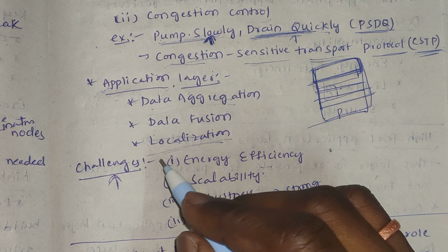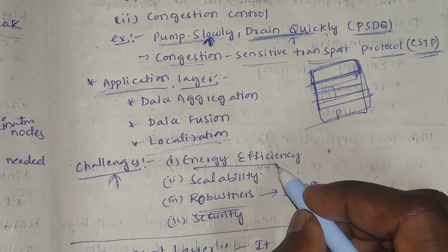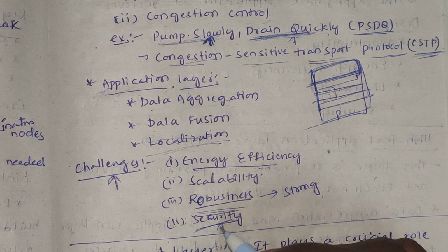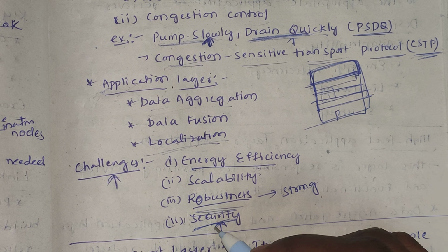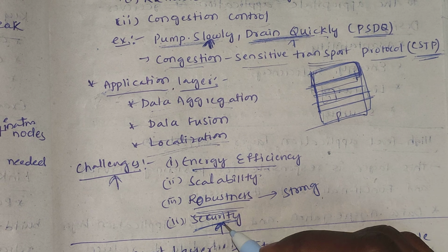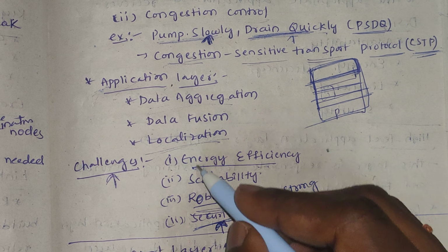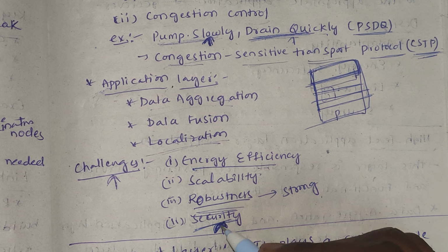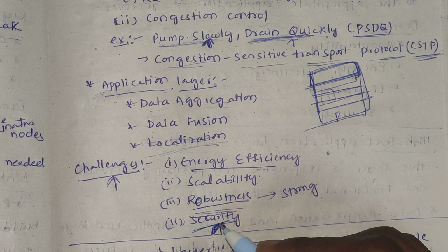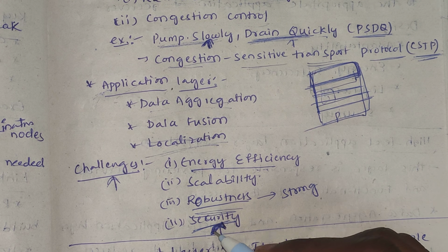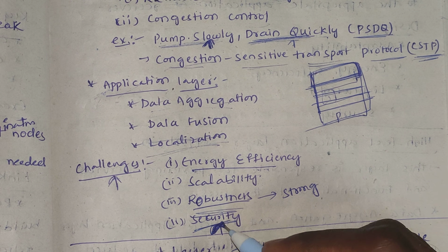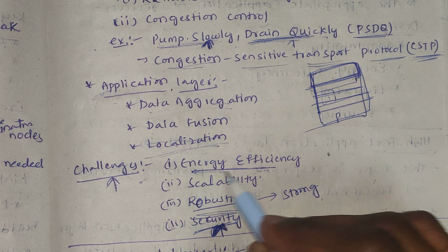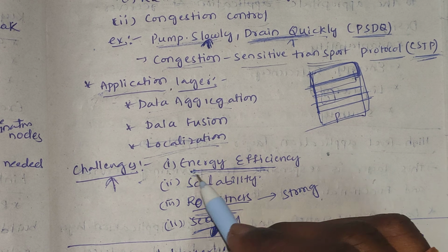Challenges of the upper layer of WSN: energy efficiency, scalability, robustness, security. As I told in the previous video, in an ad-hoc network the security is limited, because there is no pre-existing infrastructure. There is no physical connection between the devices in the network, so that is the reason security is limited. That is a big challenge. And energy efficiency.